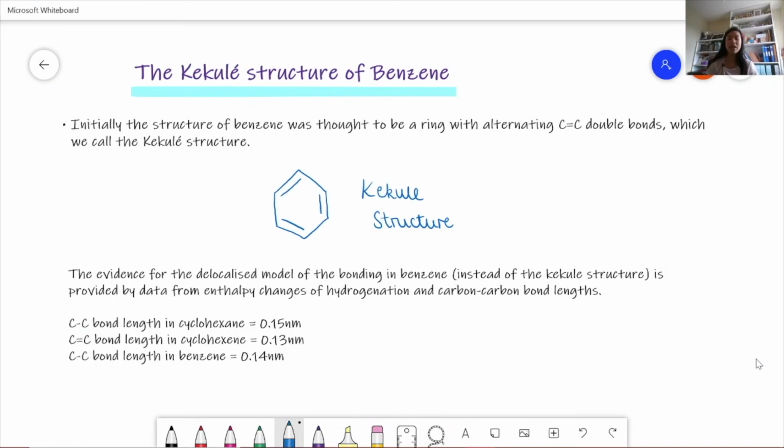Now we're going to have a look at the Kekulé structure of benzene. So initially, the structure of benzene is thought to be a ring with alternating carbon-carbon double bonds, which we call the Kekulé structure. So we can see it drawn here. And basically, if we were looking at the displayed formula, it would be still 6 carbons.